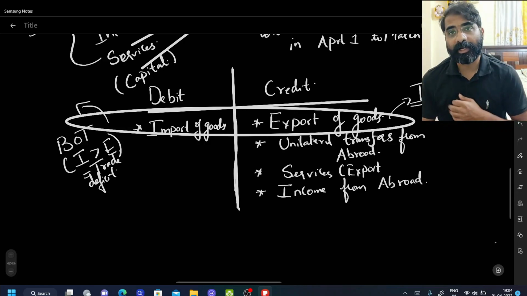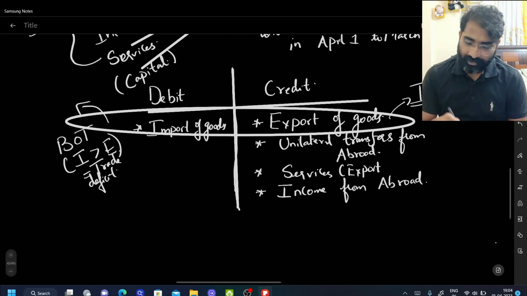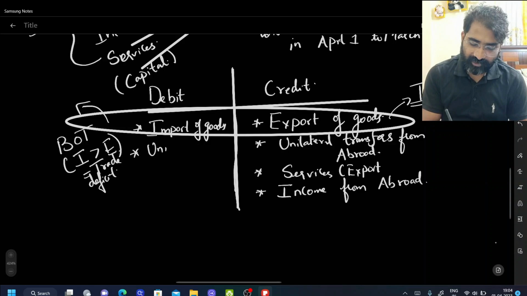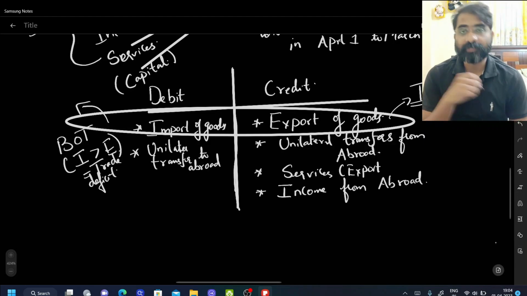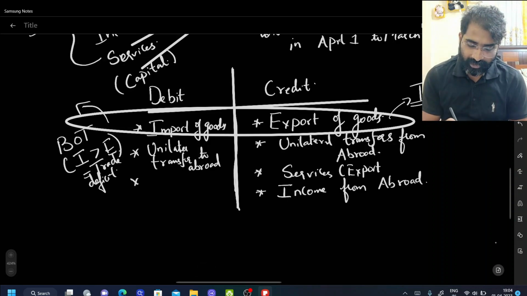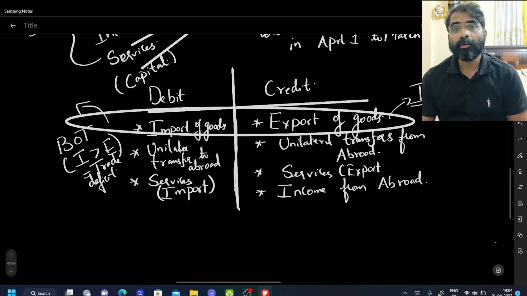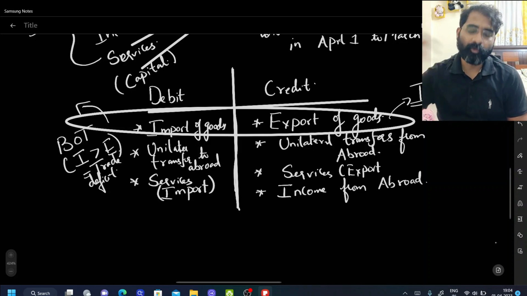Trade deficit, very important understanding. Then what else will come here? Unilateral transfers, unilateral transfer to abroad. Then comes services import, import of services. Money is moving, so you're importing and you're paying, money is moving out.